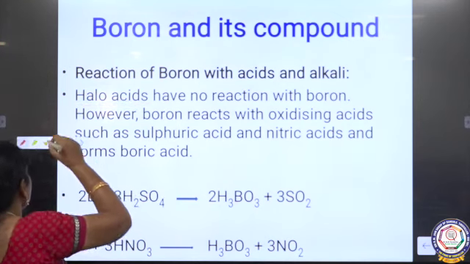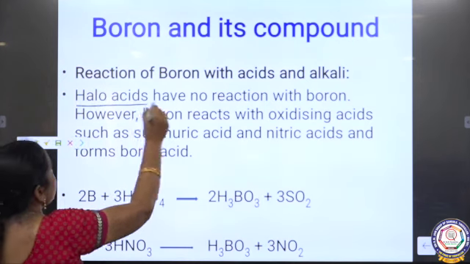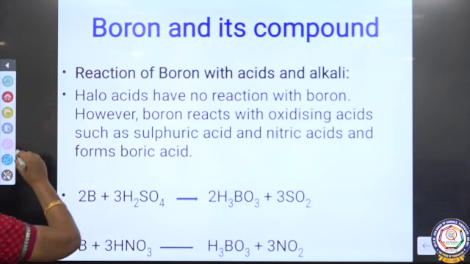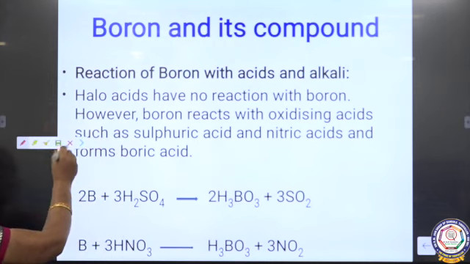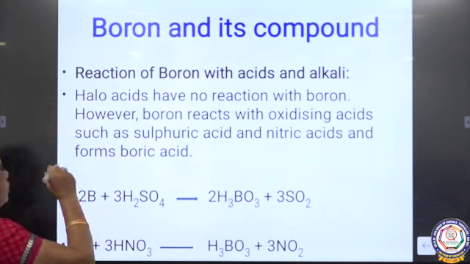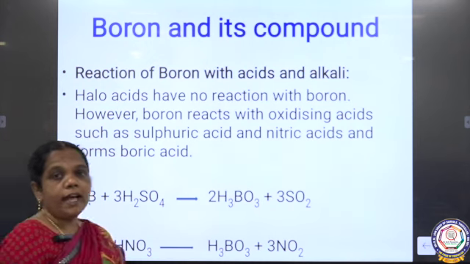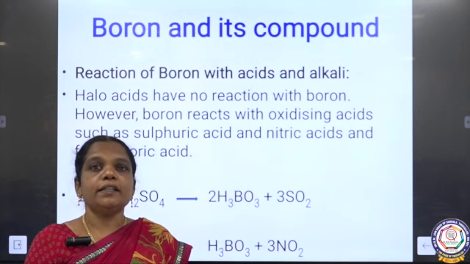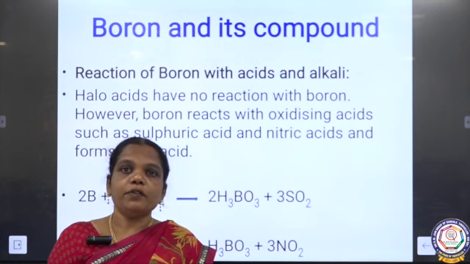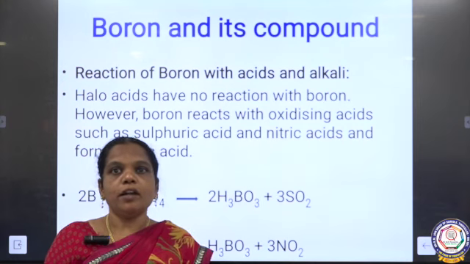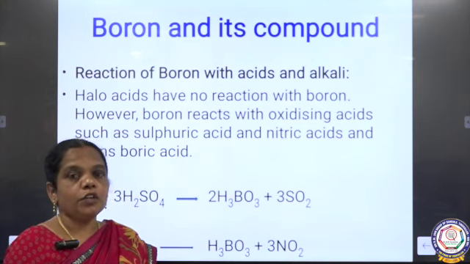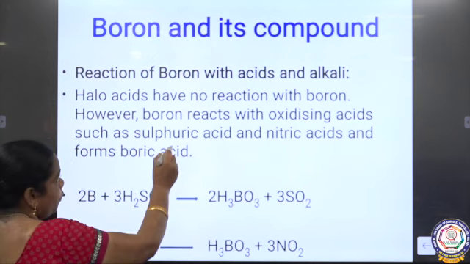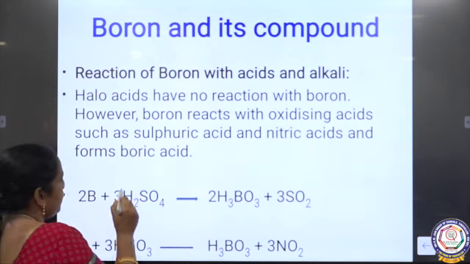Halo acids means the halogen derivatives of organic acids. Suppose the organic acid is acetic acid, the halogen derivative is chloroacetic acid or dichloroacetic acid. So it will not react with halo acids, but it can react with oxidizing agents, that is, mineral acids.